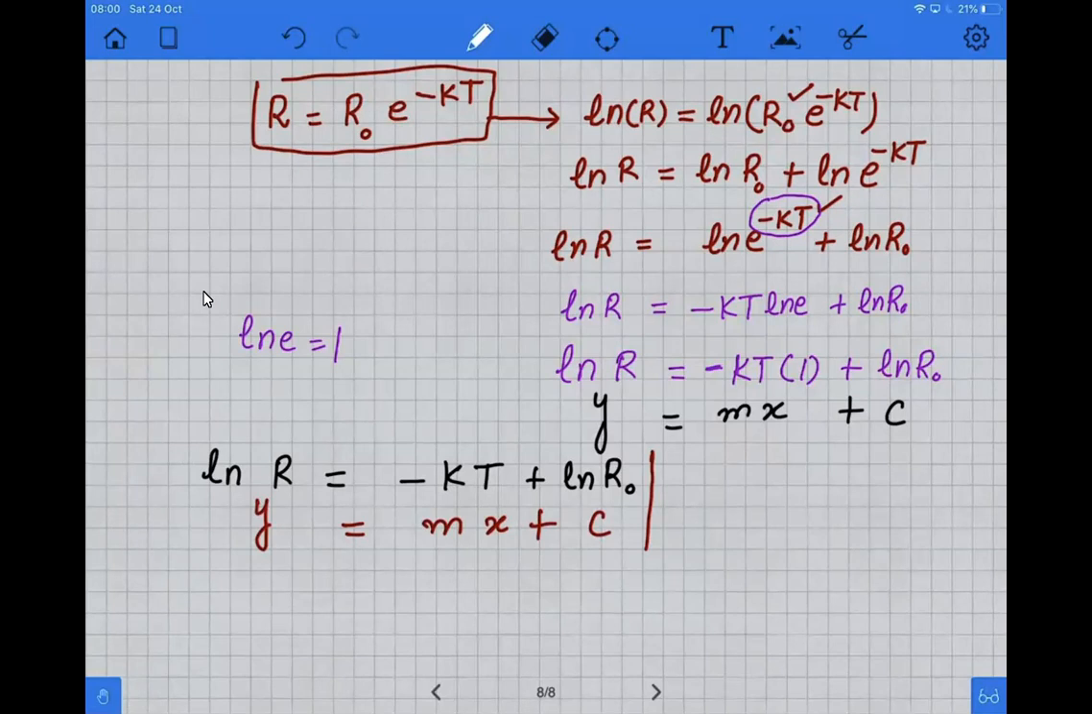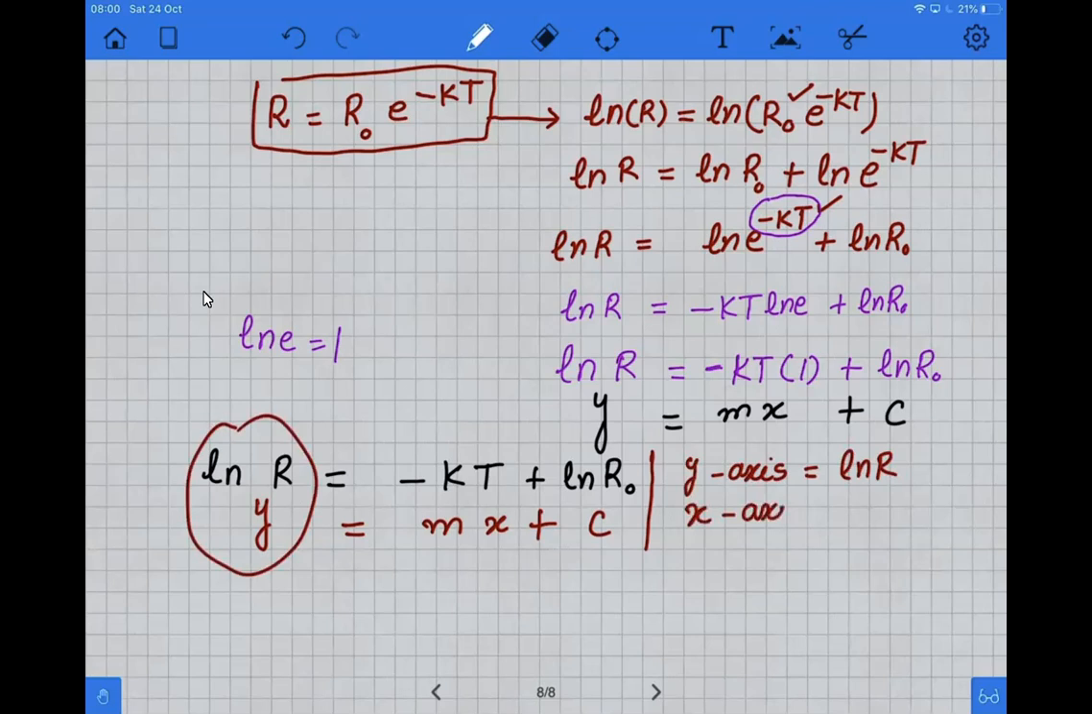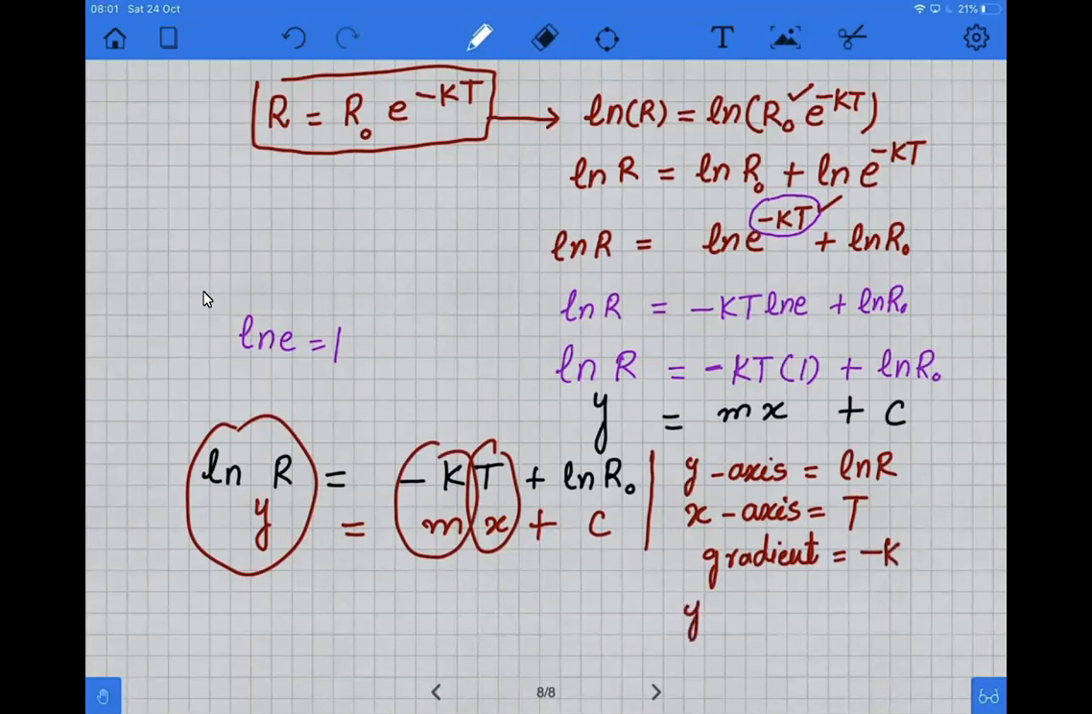Here the axis should be: y-axis must be natural log of r. X-axis must be simply t. Gradient will be negative k. And y-intercept will be natural log of r naught.